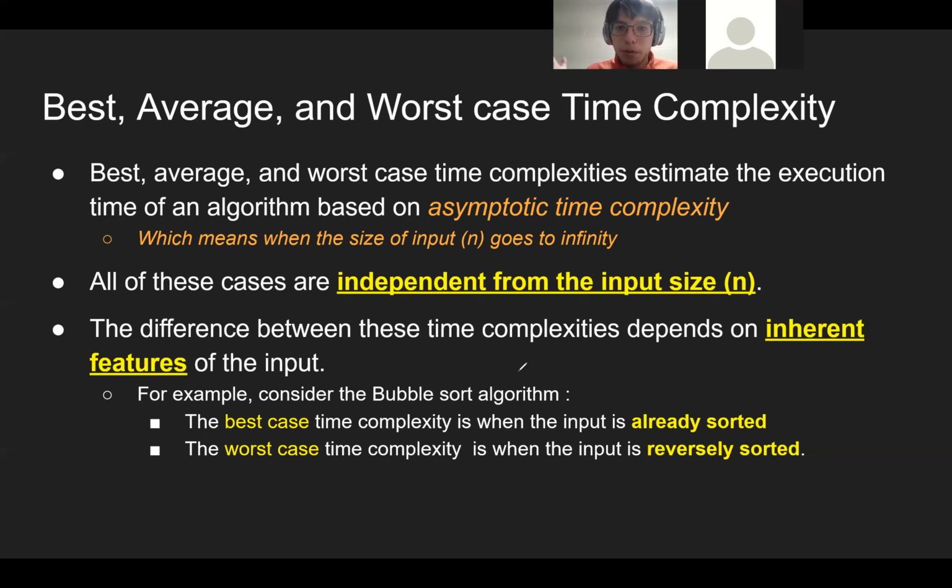So maybe let's consider bubble sort, right? So maybe you guys know what bubble sort is. Do you guys know what bubble sort is, by the way? Yes. Okay. Awesome. Cool.